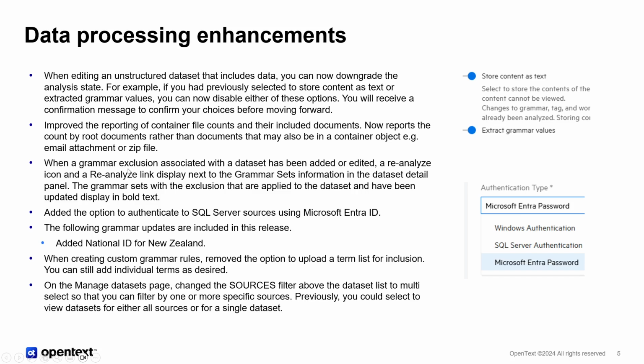Previously, when you added a grammar exclusion, it would only apply to new data, but now there's a reanalyze link on the dataset configuration, next to the grammar sets on the dataset detail panel. So if you add the grammar exclusion and hit reanalyze, it will reprocess them to actually remove those inclusions from being tagged.